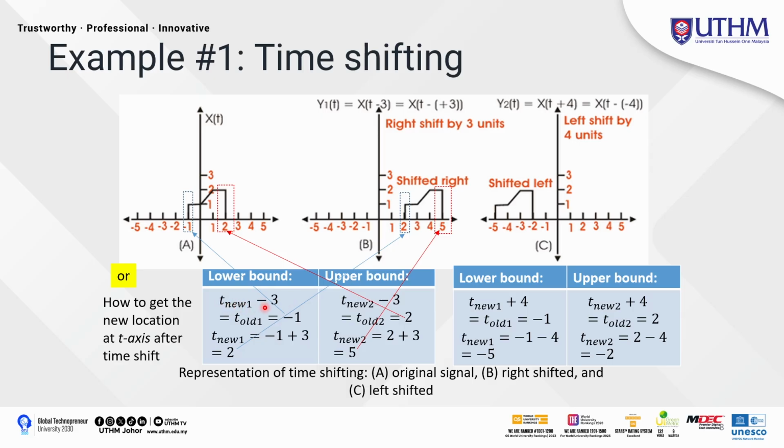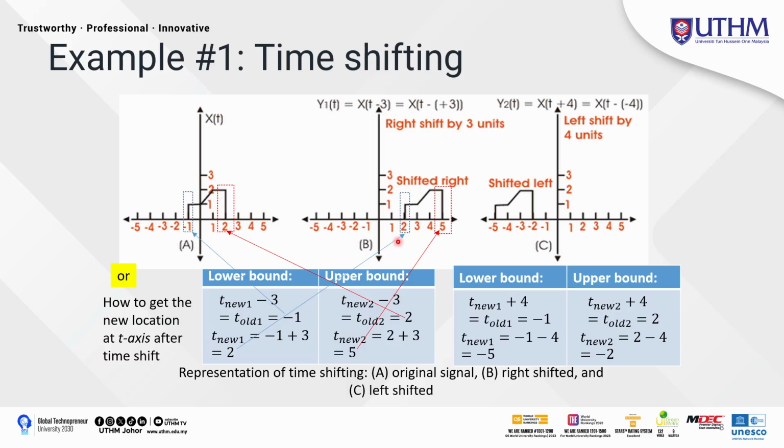Okay, t minus 3 is from the question, equal to the old location. What is the old location? This is the new location, right? So the old location is -1. So the new location t equals the old location -1 plus 3. -1 plus 3 will be 2. Then this is the new location.